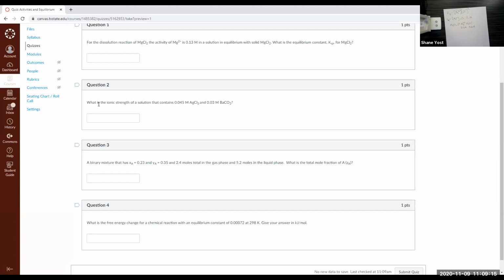Yeah, so just remember, the ionic strength is a unitless quantity, so it's effectively dividing by the 1 molar, 1 molal. That's essentially what you have.